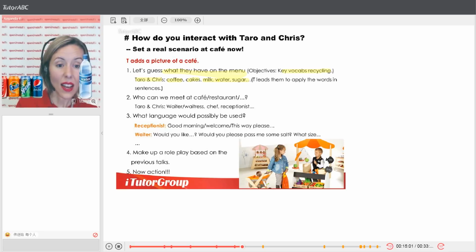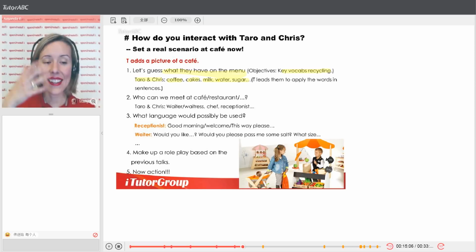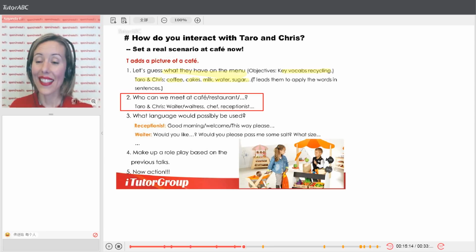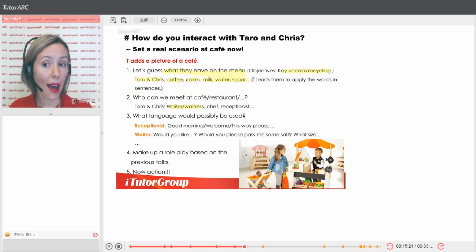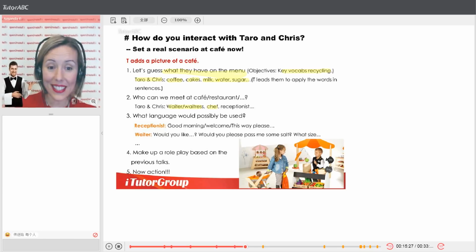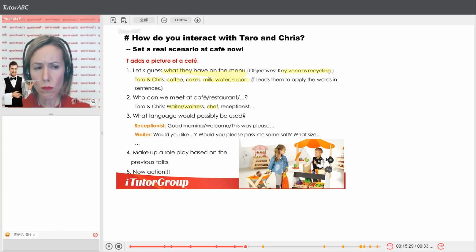Soda, yes. What about water? Yes. And you're helping them come up with as many words as possible. Then we're going to try and get them to think of people that they would meet at a cafe or restaurant. So Tara and Chris say waiter and waitress, chef. Maybe you will help them along if they don't know these words. Use pictures if you need to.